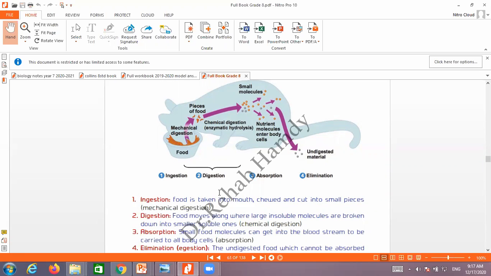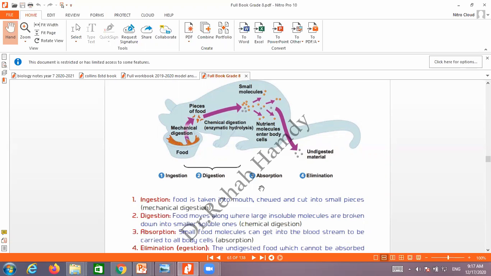The next step is absorption from the small intestine, and it reaches the bloodstream, and then the blood transports it all over the body cells, and this is absorption. Elimination is removing or getting rid of feces, the undigested food, outside.